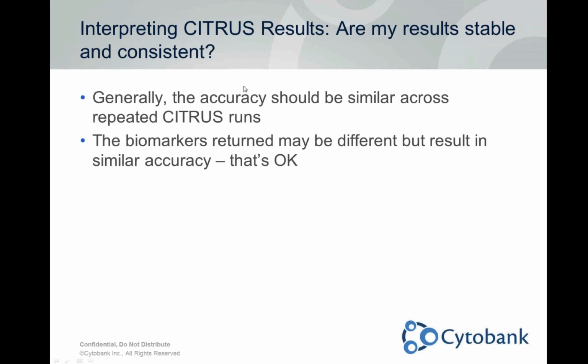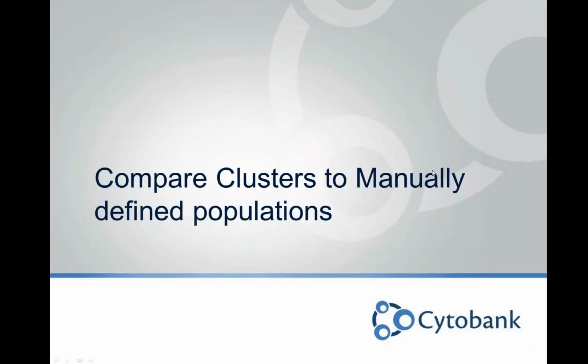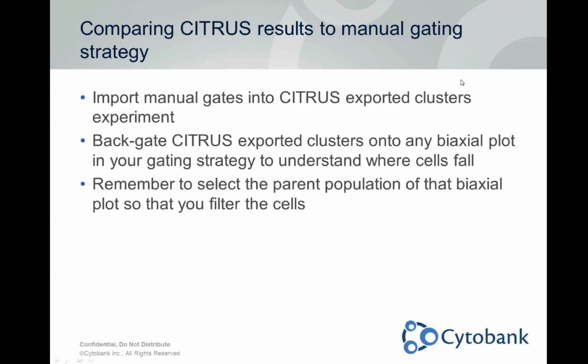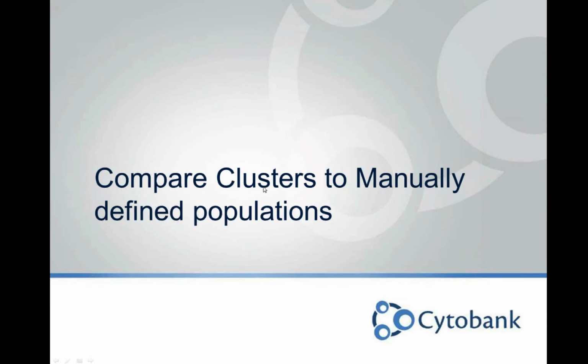So again, you want to make sure that the accuracy is similar across repeated citrus runs. And like I mentioned before, I just want to reiterate this. It's okay if the biomarkers returned are different, but result in a similar accuracy. That's okay because it could be that they're equally predictive of the changes between your groups, the differences between your groups.